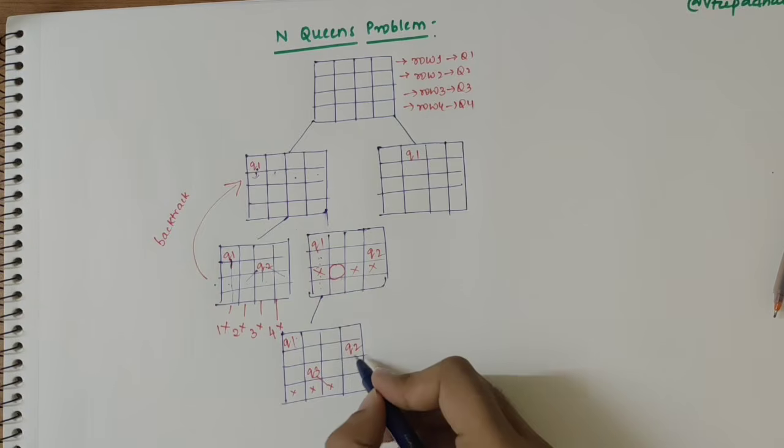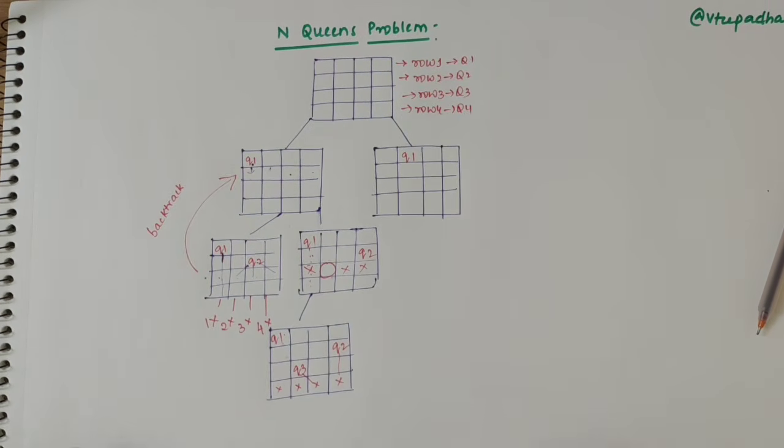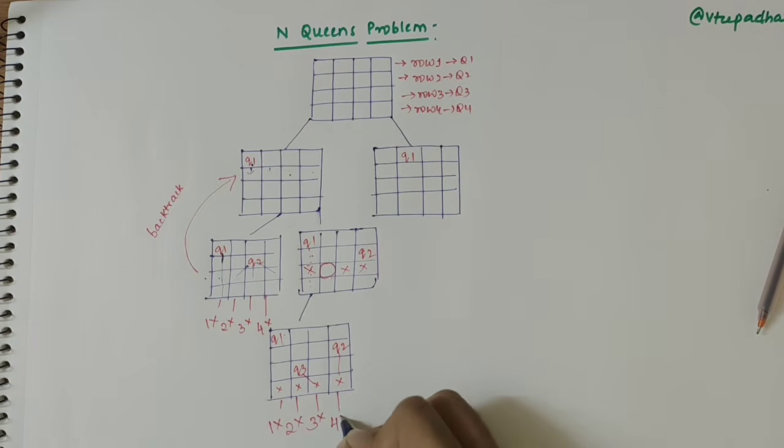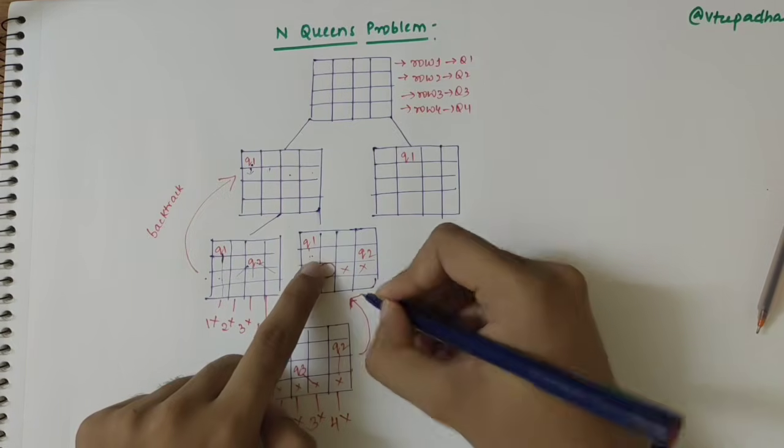Q4 cannot be placed here because this is diagonal, and Q4 cannot be placed here also because Q2 and Q4 are diagonal to each other. In this condition, I cannot place it in the first box, second box, third box, or fourth box. It is not possible, so I need to backtrack. I'll come to this position.